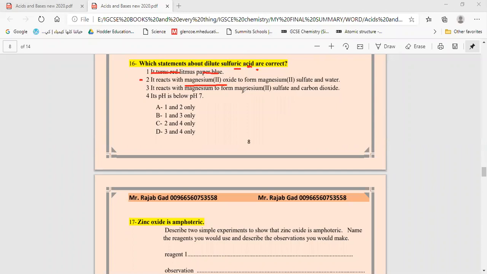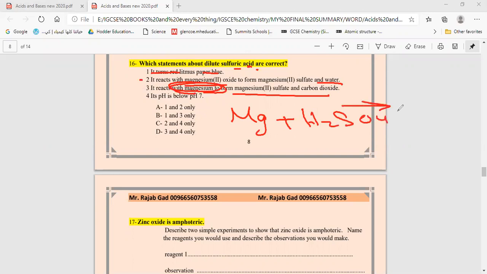It reacts with magnesium to form magnesium sulfate and carbon dioxide gas. We said before, active metals react with acid to form hydrogen gas. Not all metals, but active metals like magnesium. Magnesium is an active one, and once we put it in H2SO4, it will dissolve quickly to form MgSO4 and hydrogen gas. Hydrogen gas is a colorless gas that burns with a pop sound. This one is incorrect because magnesium forms hydrogen and doesn't form carbon dioxide.